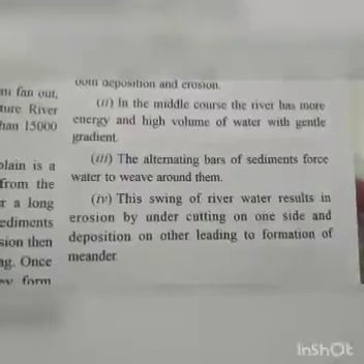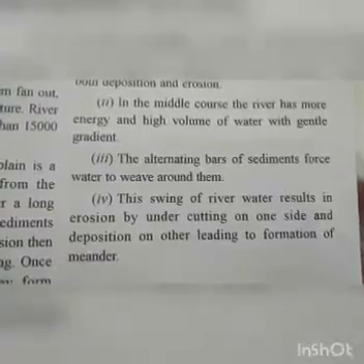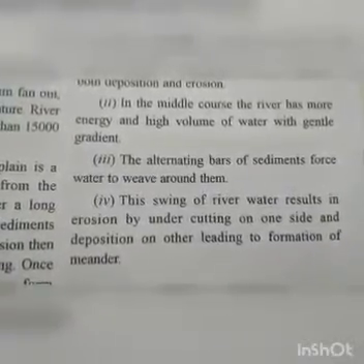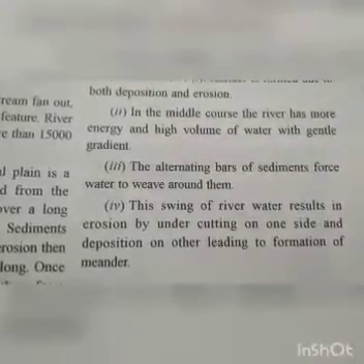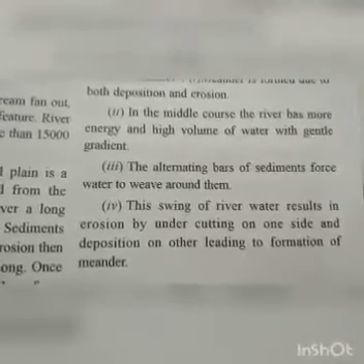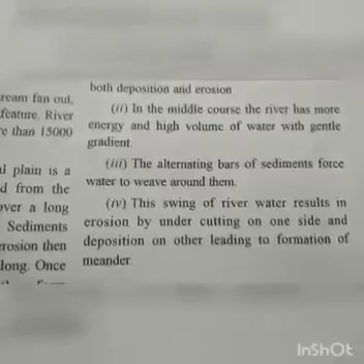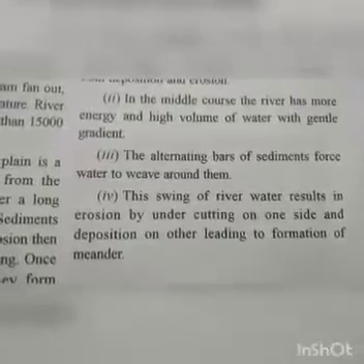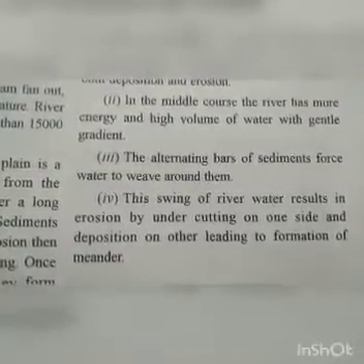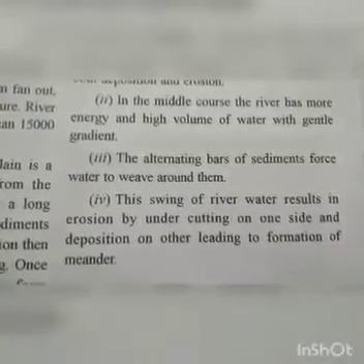The swing of river water results in erosion by undercutting on one side and deposition on the other side to form a meander. So we know that in the middle course, the speed of the river becomes lesser, right? And the volume of the water will increase with the gentle gradient, right? So in this course, the swing of river water results in erosion by undercutting on one side, and deposition on the other side, leading to the formation of meander.